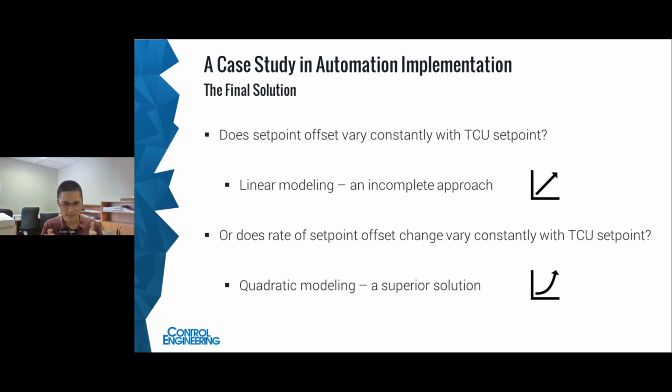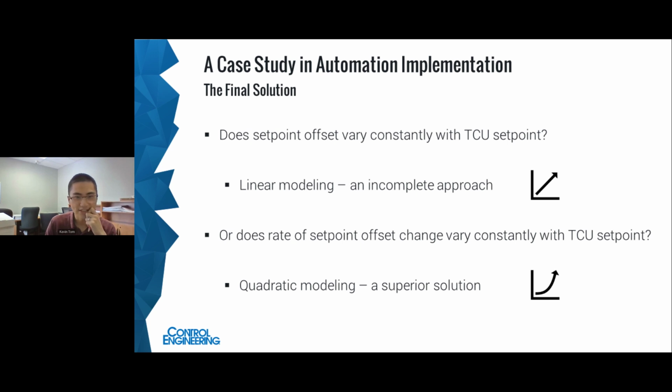But for the TCU set points in between, we'd end up with a low flow condition and freezing again. Based on this and the data we were seeing, it seemed like perhaps it was the rate of set point offset change that was varying constantly with TCU set point. Or in other words, perhaps the set point offset varied quadratically with TCU set point. And when we applied the quadratic model, we found we were successful. We were able to control temperature across the entire set point range.